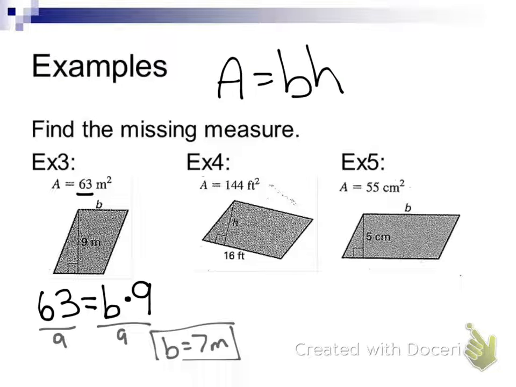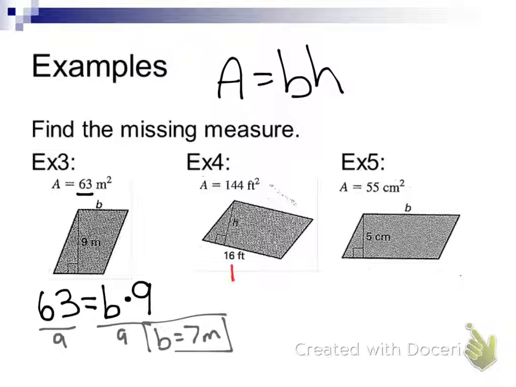Seven. All right, same thing on number 4. We want to write an equation using that formula. So area equals base times height. The area is 144. The base is 16. We don't know the height. So we're going to divide both sides of this equation by 16. And you should be coming up with 9.